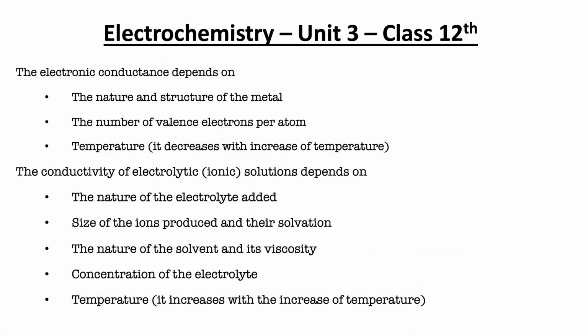The metallic or electronic conductance is due to flow of electrons, and the various factors which affect metallic or electronic conductance are: first, nature and structure of metal. The second is number of valence electrons per atom. The third, which is the most important point among these factors and is also a CBSE 1 marker question, is the dependence on temperature. The main thing is, with the increase of temperature, the electronic conductance decreases.